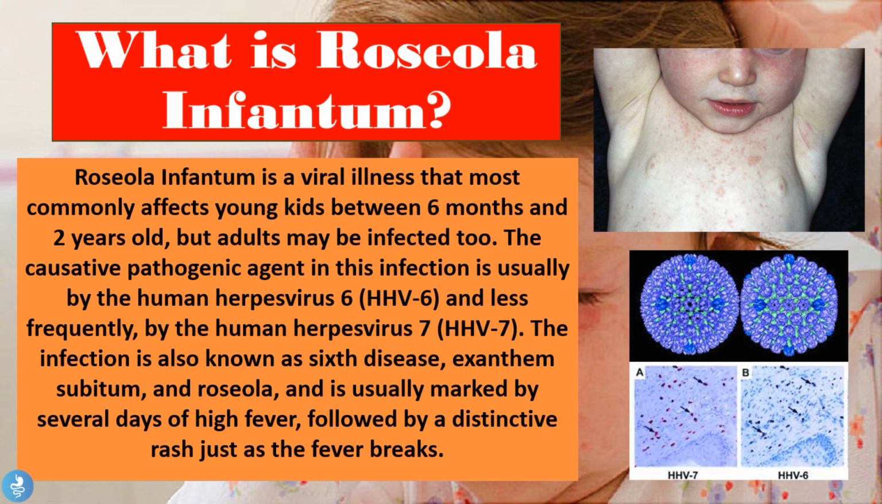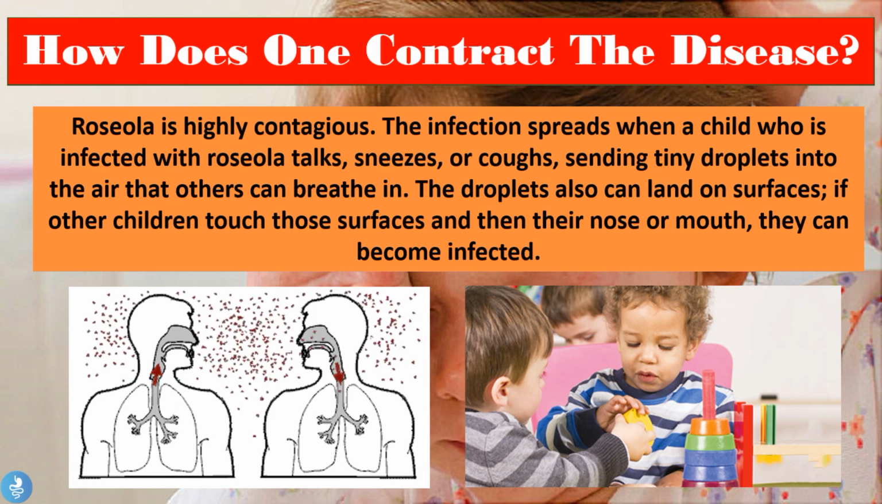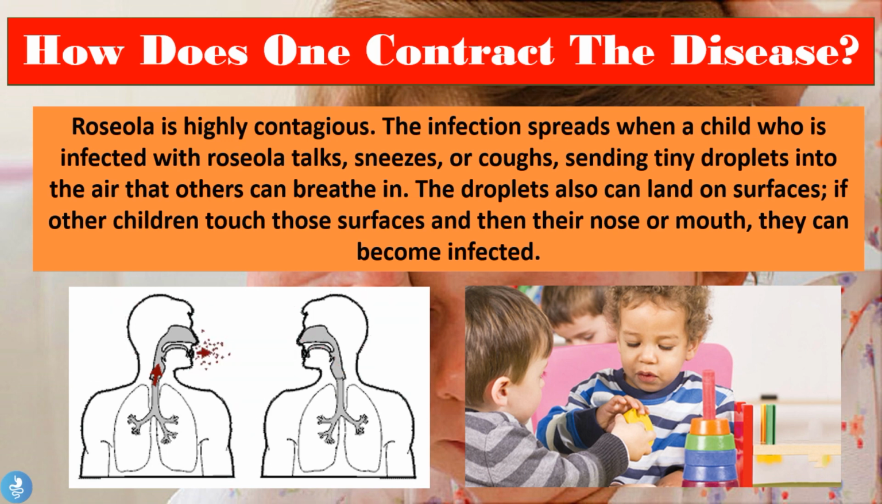So now that we know the basics of Roseola infantum, let's take a closer look at how one can contract this disease. Roseola is highly contagious, and the infection spreads when a child who's infected with roseola talks, sneezes, or coughs, sending tiny viral droplets into the air that others can breathe in. The droplets can also land on surfaces, and if other children touch those surfaces and then touch their nose or their mouth, they can become infected.